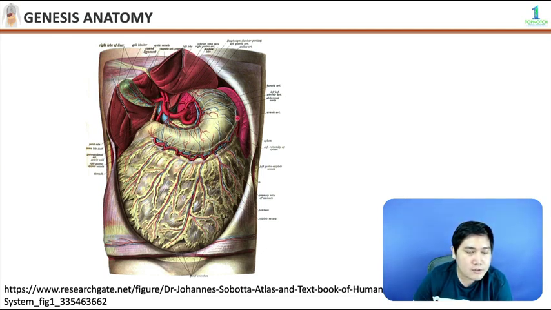So this is it. These are the vessels, and they will supply the greater curvature. So it hangs down like an apron. It will cover the intestine. There it is, and then eventually it connects to the transverse colon. That's the greater omentum.